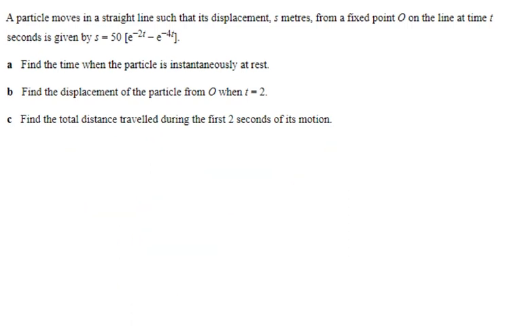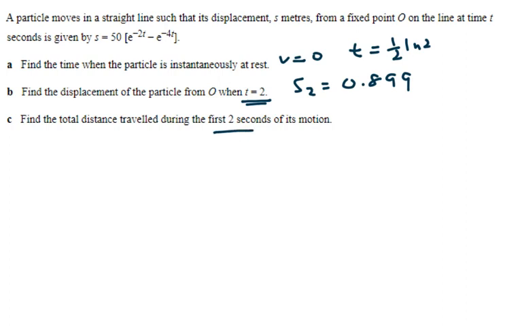For part C, you have to utilize what you have actually found in part A and part B to solve the question. From part A, we have seen that velocity equivalents to 0, and you have found that t is equivalent to 1 over 2 ln of 2. So the displacement of the particle from O when t is equivalent to 2 is giving you 0.899. So the total distance traveled during the first 2 seconds.